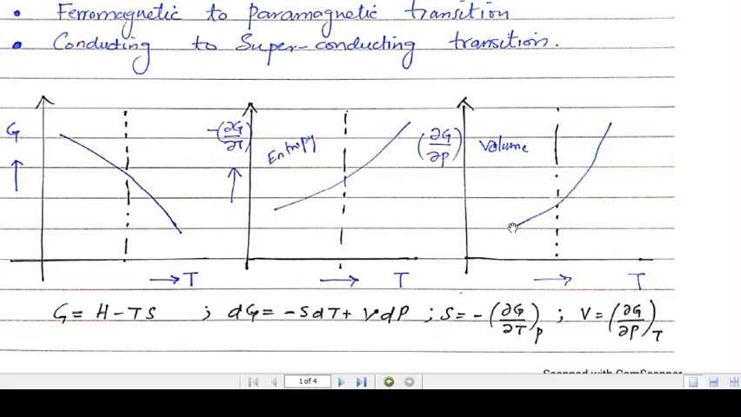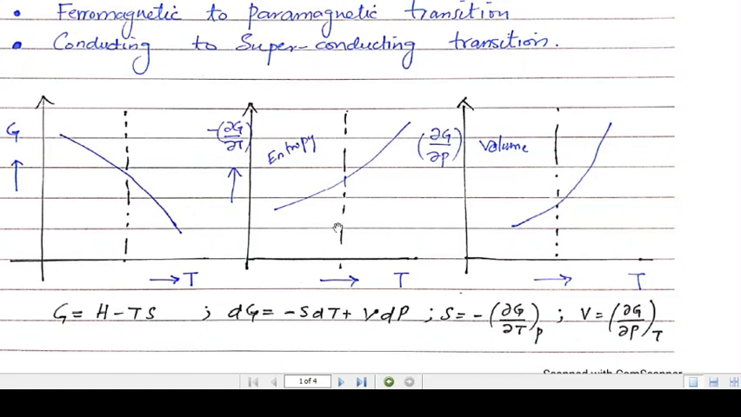This last one is the variation of volume, which is given by partial G by partial P at constant T, as a function of temperature. As we increase the temperature, we see that the volume of the system increases. This can be understood because with the increase in temperature, the molecules go further apart, which results in an increase in the volume of the system.